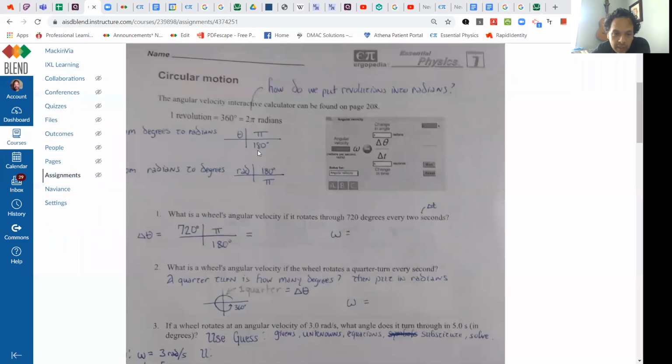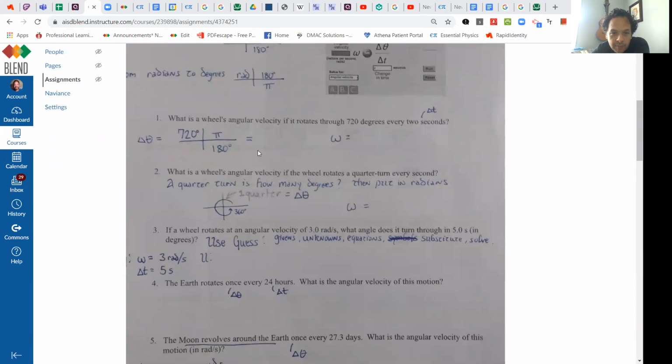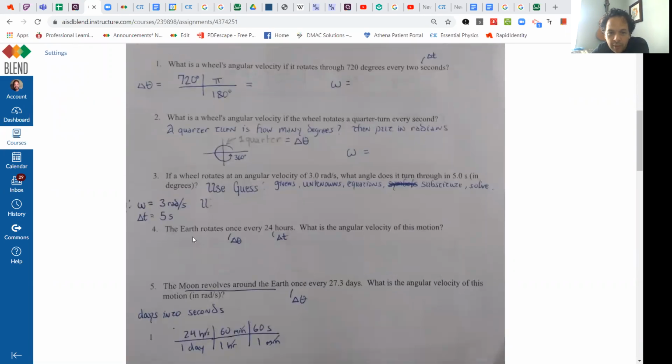So on any of these where they talk about, like, the Earth rotating once, what is that in radians? Well, it's one revolution, so the delta angle will be 2 pi, because that's equal to one revolution. So then you just need to do that.